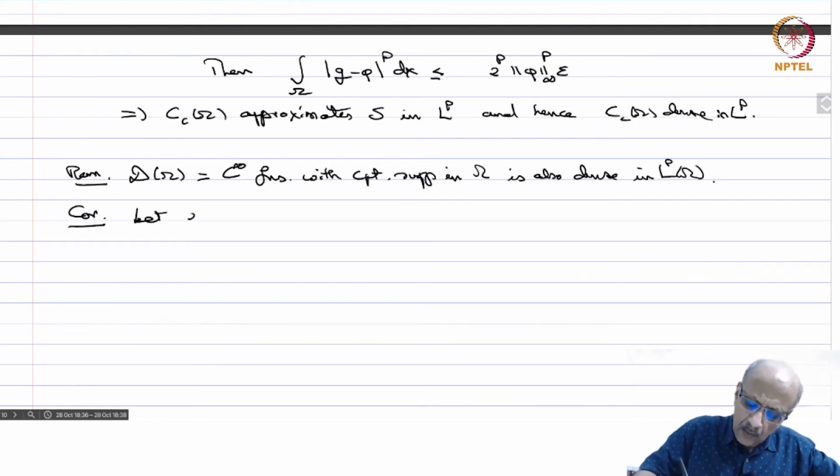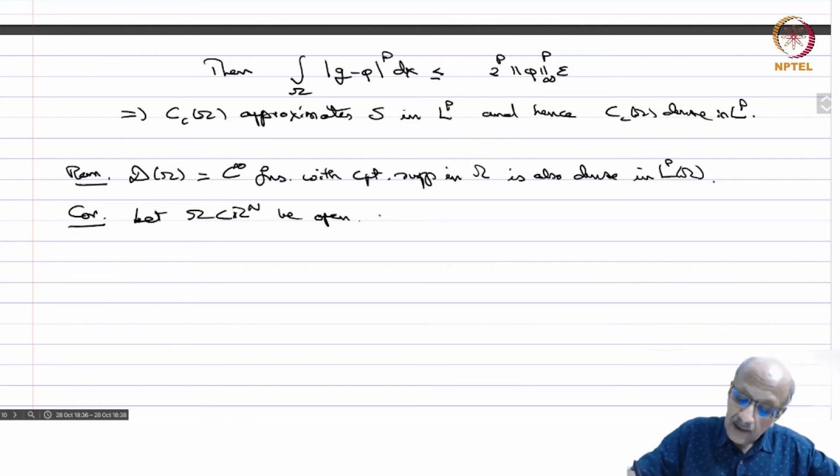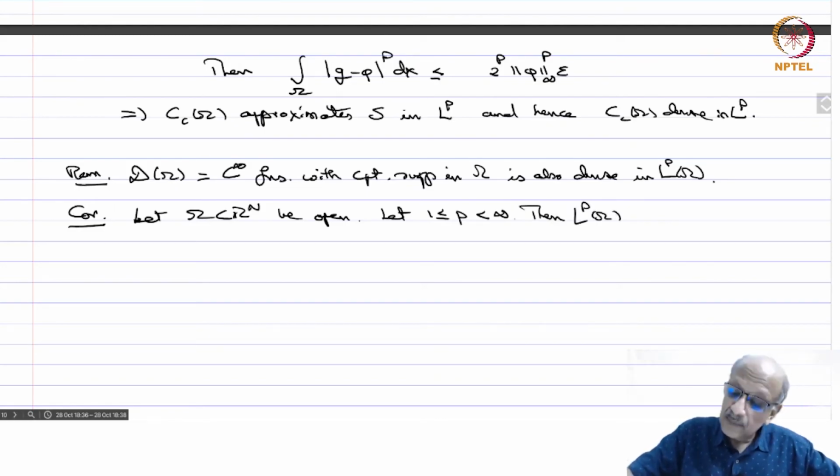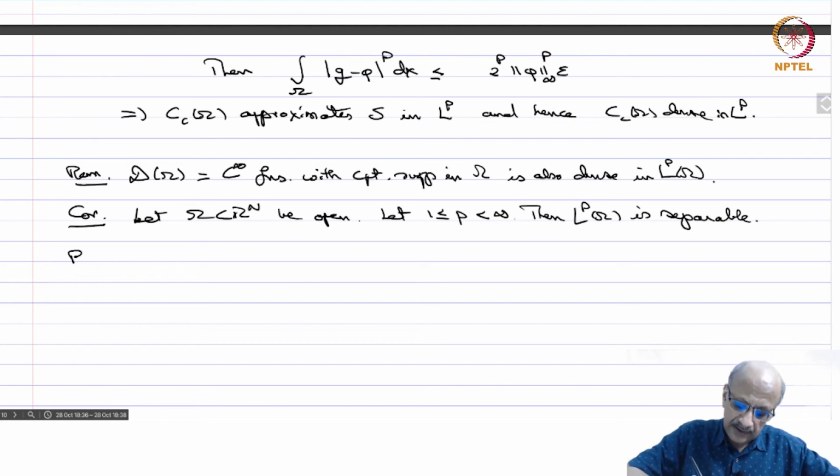Okay, so next, corollary. Let omega contained in Rn be open. Let 1 less than or equal to p less than infinity. Then Lp of omega is separable. That means there exists a countable dense set.